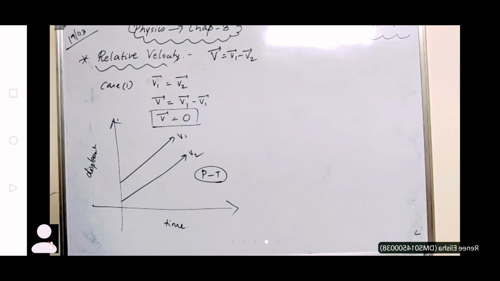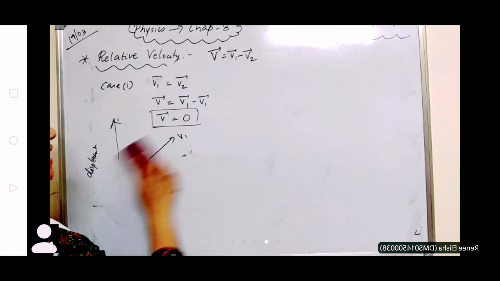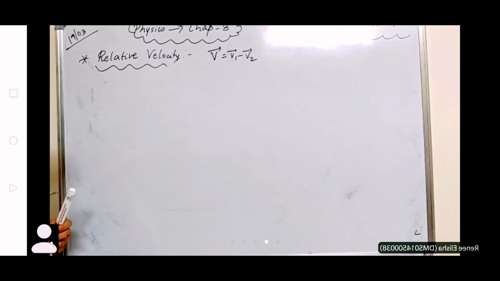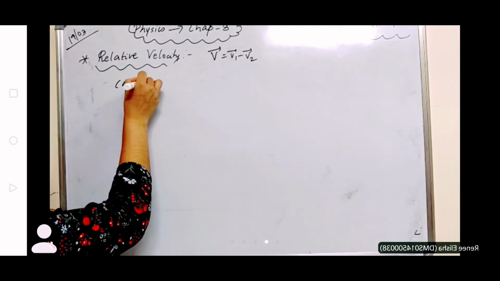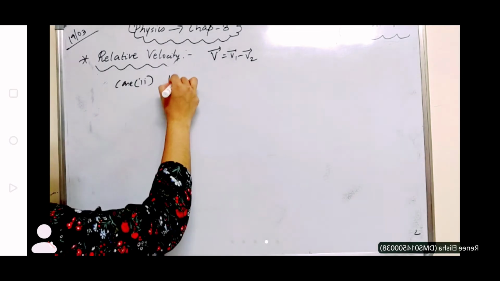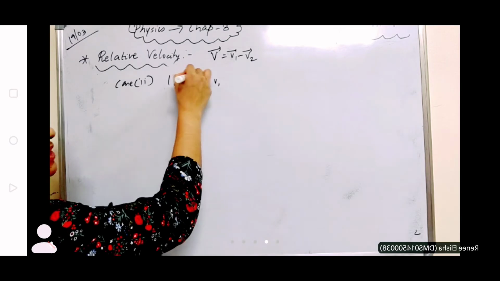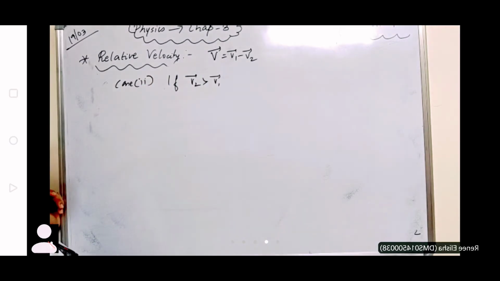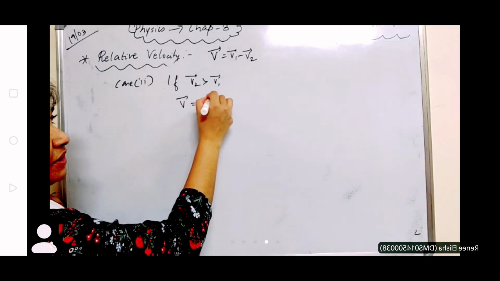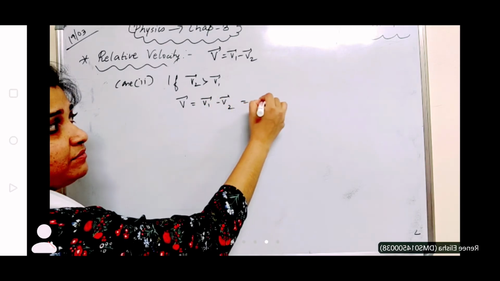Understood, children? What is the first case? Okay, this was case 1. Now let me see what is the second case. Case 2: if V2 is greater than V1, then what will happen? Can we say that the relative velocity V is equal to V1 minus V2 will be negative? Why?